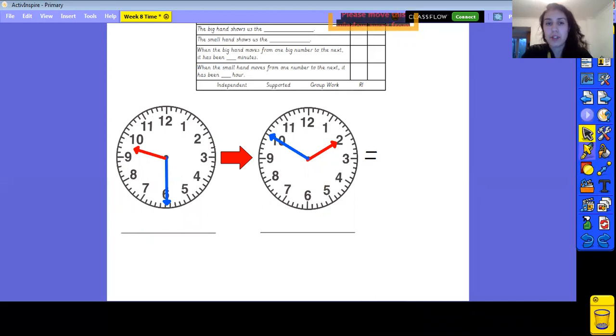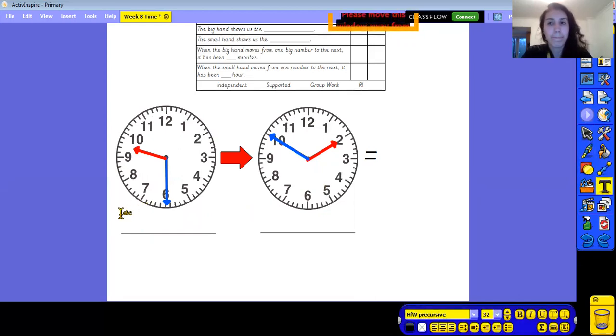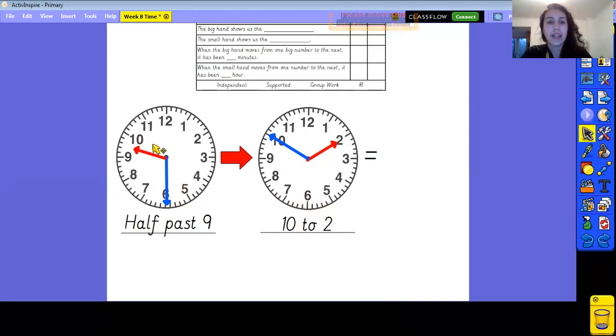Let's have a look at this next one. What are the times shown by both of these clock faces? Oh, well done if you said that the first one is showing us 9:30, and the second one is showing us 10 to 2, 10 minutes to 2. Once again, our minute hand and our hour hands are in completely different places.